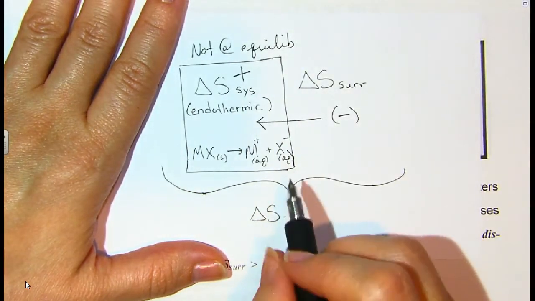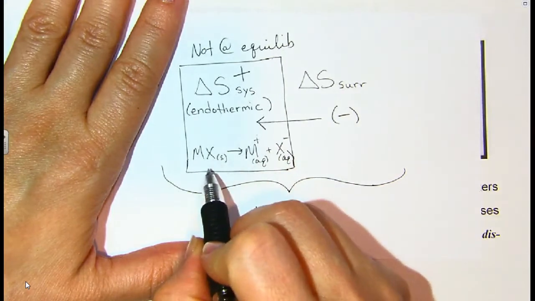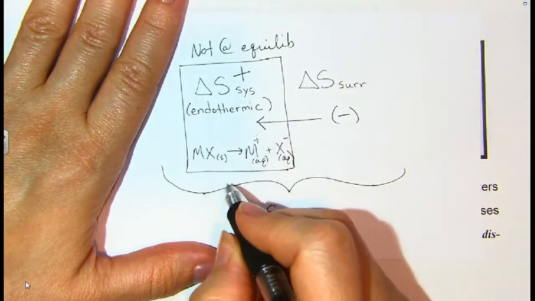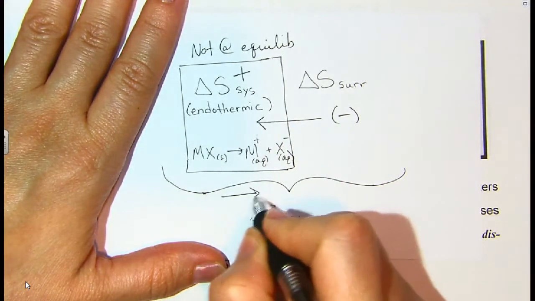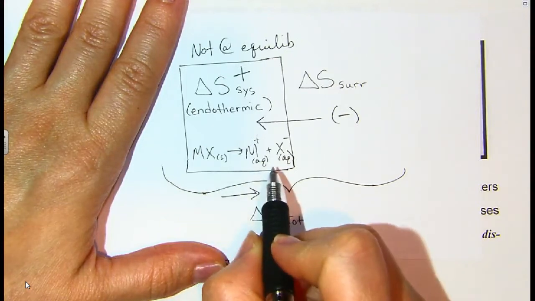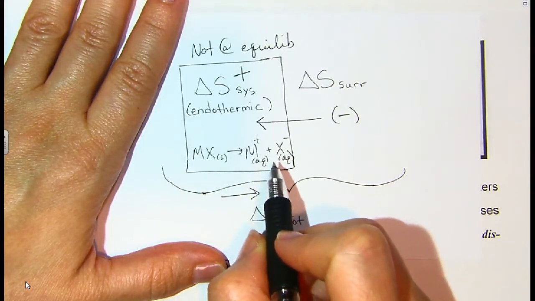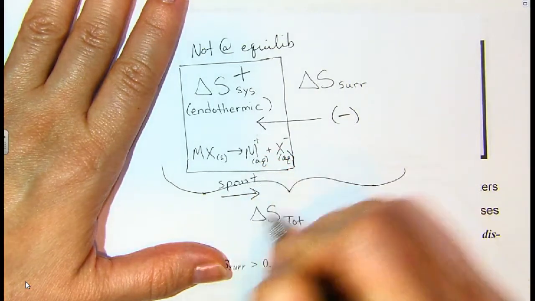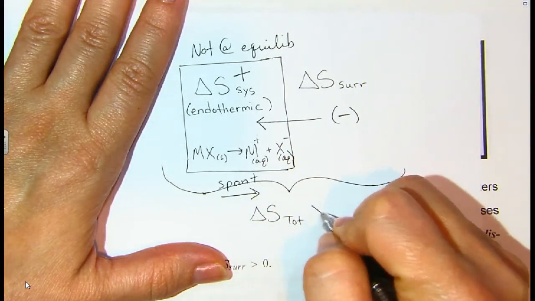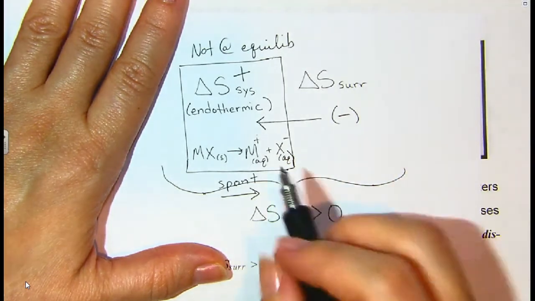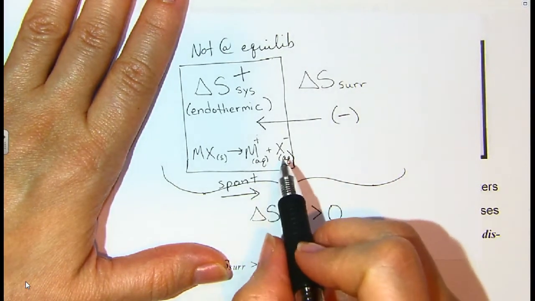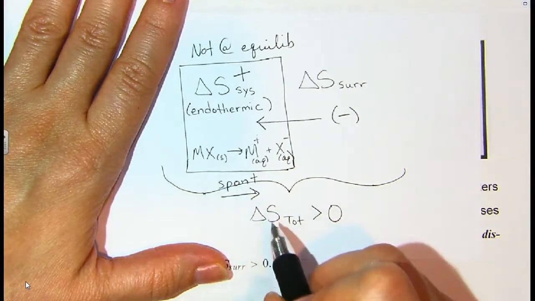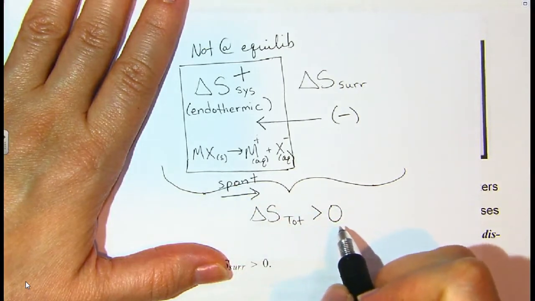I'm going to make the assumption that this system will spontaneously move in the forward direction and dissolve, even if it's only slightly. And so since it's spontaneous in the forward direction, then we could say that the delta S total is greater than 0. If we were to be told that it's spontaneous in the reverse direction, then we would say the delta S total is less than 0.